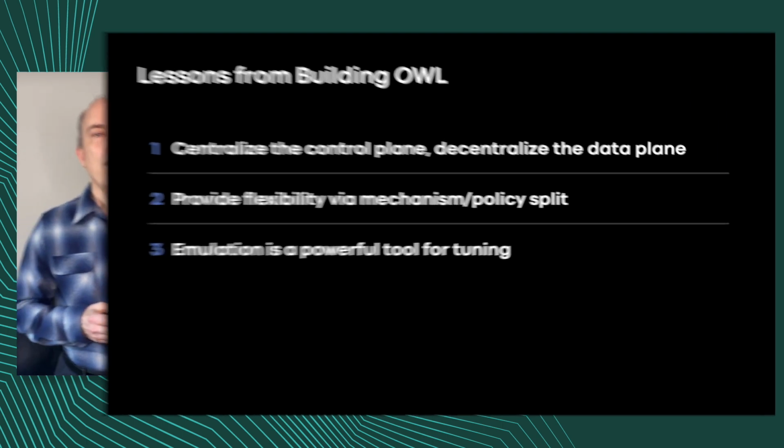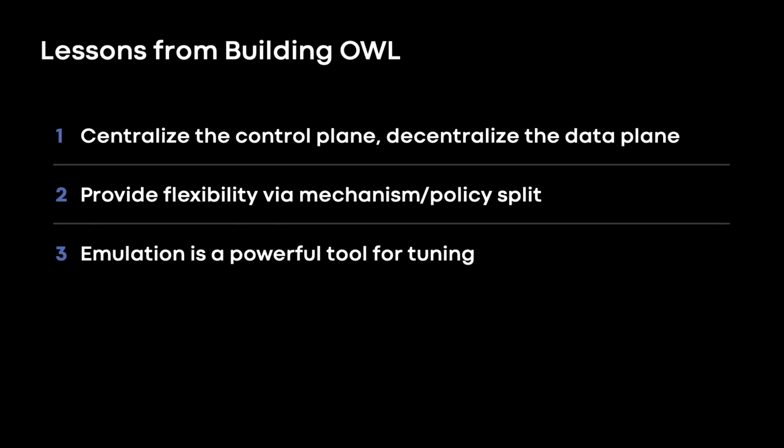So, here are the main lessons that we learned from designing and building OWL. First, we learned that it's important to centralize the control plane for operability, but decentralize the data plane for scale. A mechanism policy split allowed us to have very simple, easy to operate peers while still maintaining tremendous flexibility in supporting different types of customers. Finally, we learned that emulation was really powerful for tuning our behavior for each individual customer and also adjusting for their workload changes over time.